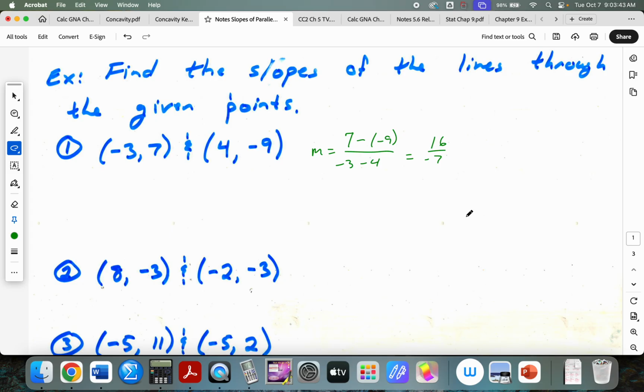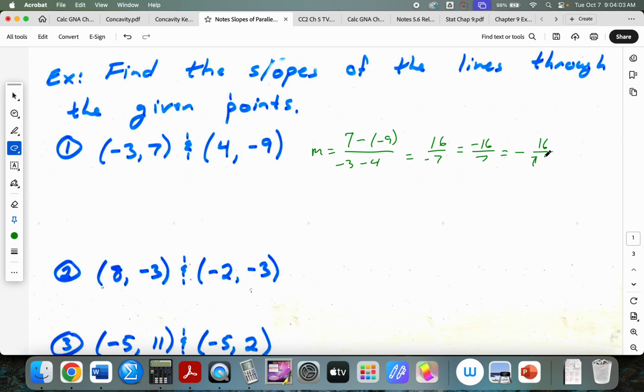And you're welcome to leave it that way. Just as a reminder, 16 over negative 7 is the same thing as negative 16 over 7, is the same thing as negative 16 sevenths. All of those are equivalent to one another.